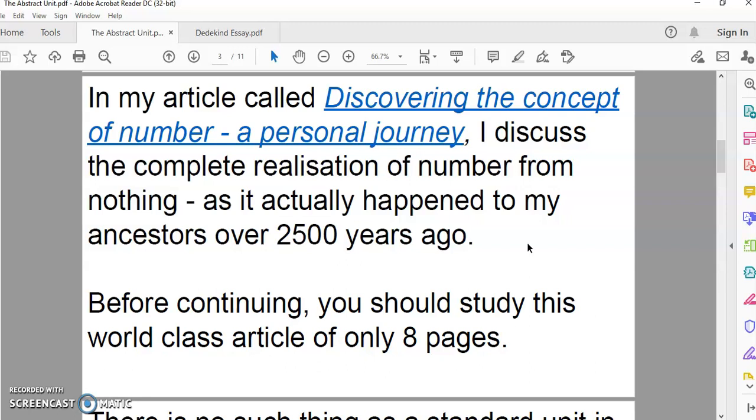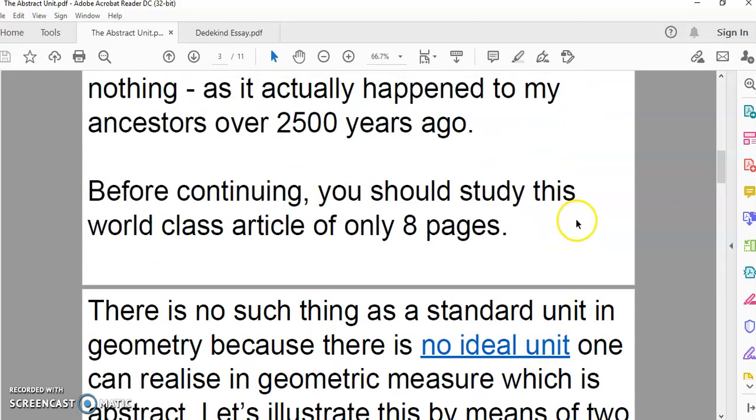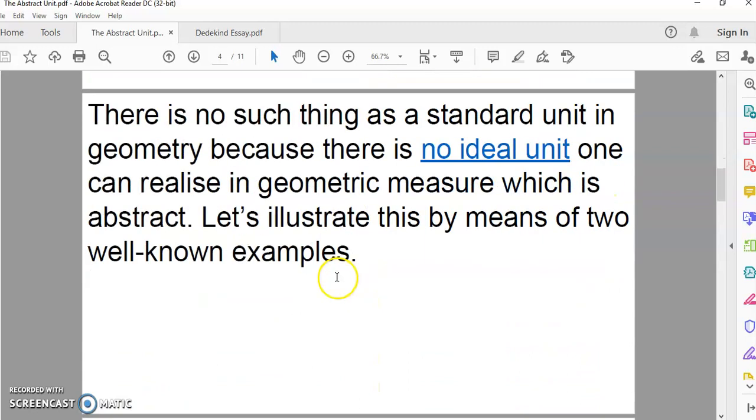So before continuing, you should probably study this world-class article. It's only 8 pages, and it shouldn't take you too long. Do not think that you can simply read through it in just a few minutes. That's not possible. It requires a lot of thought. So I encourage you to read it first and then come back to the video and continue to follow the information that I'm about to share with you now.